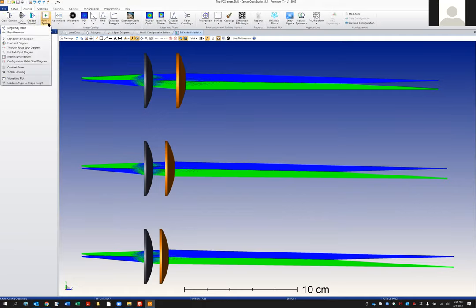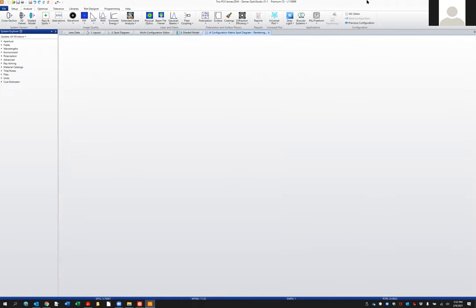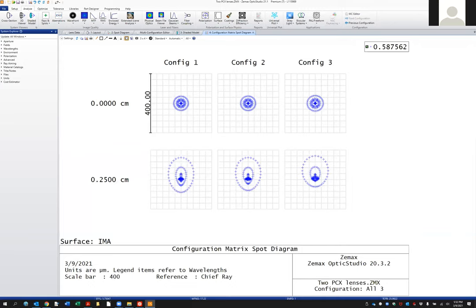And we can look for a configuration matrix spot diagram. The other thing you could do if you're not sure where to find it is you just go up here in the search bar and type configuration matrix spot diagram, type config, and it says, hey, here are some options. And then we could just select configuration matrix spot diagram.